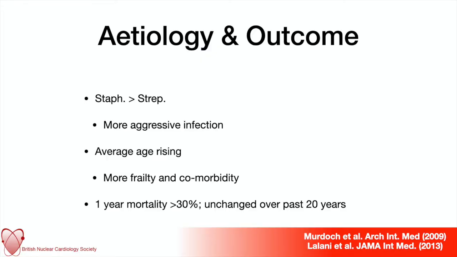Moreover, the infections are more aggressive. There are many more staph infections than there used to be with strep infections. The average age of the patients is rising, and therefore there's more comorbidity and more frailty. And the one-year mortality at over 30% is really unchanged over the last 20 years.